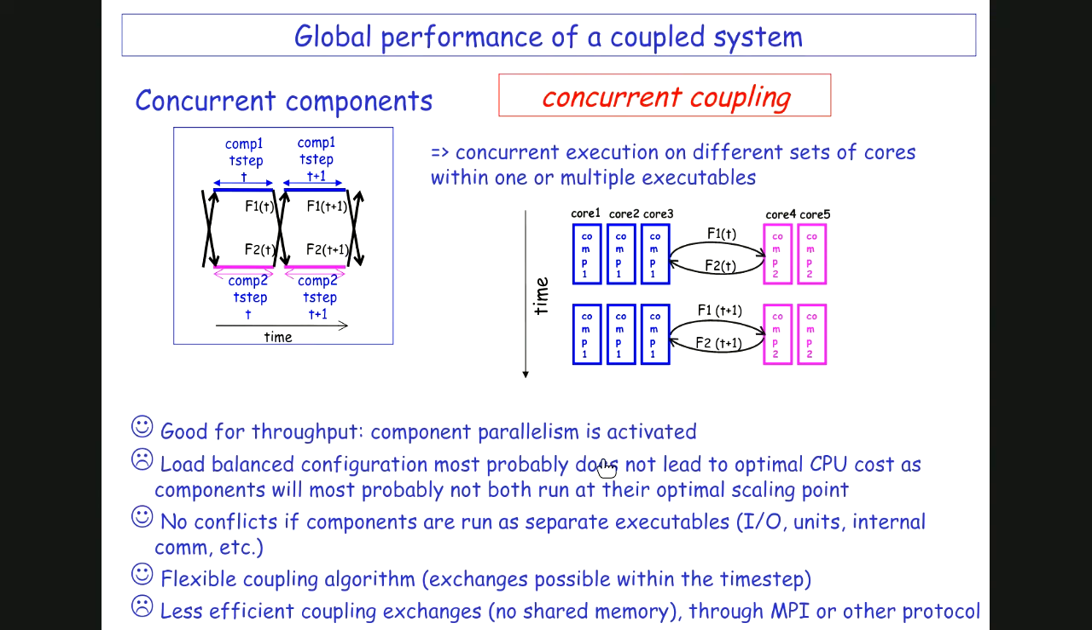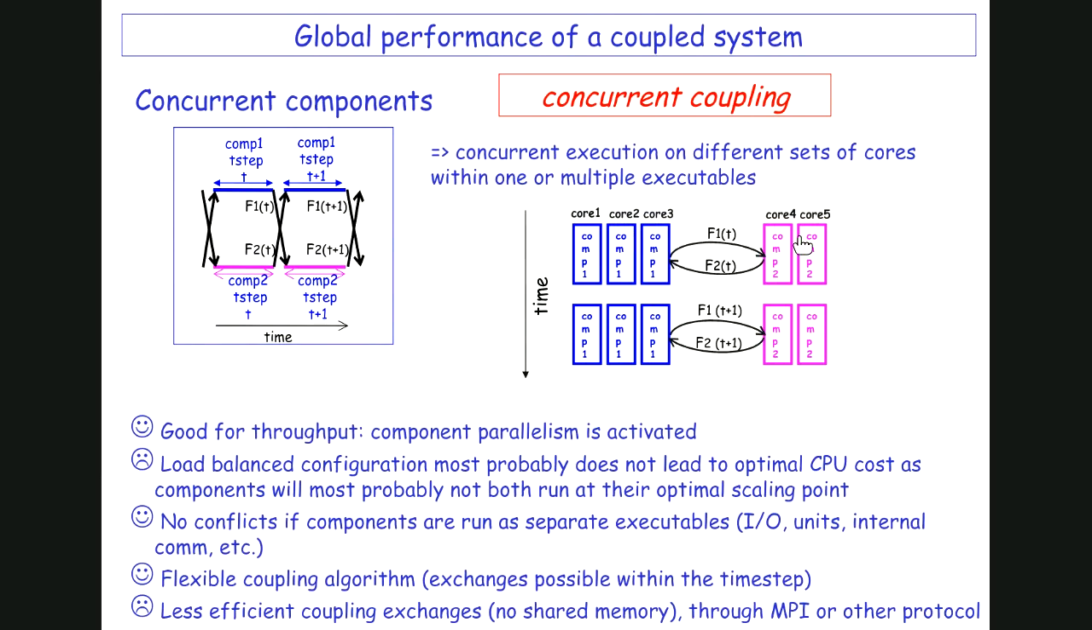One advantage of this type of concurrent coupling is that you can run your different components into different executables, so they will keep their own structure. They will be run as when they were running standalone, and there will be no conflicts regarding IO units or internal communication.